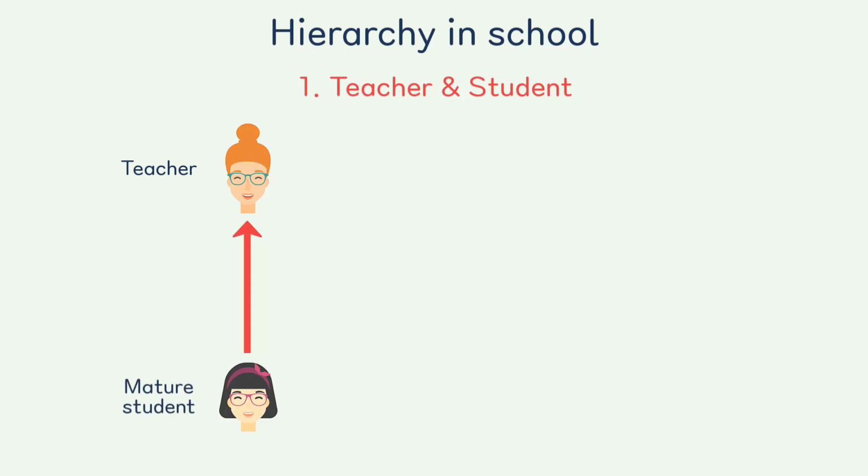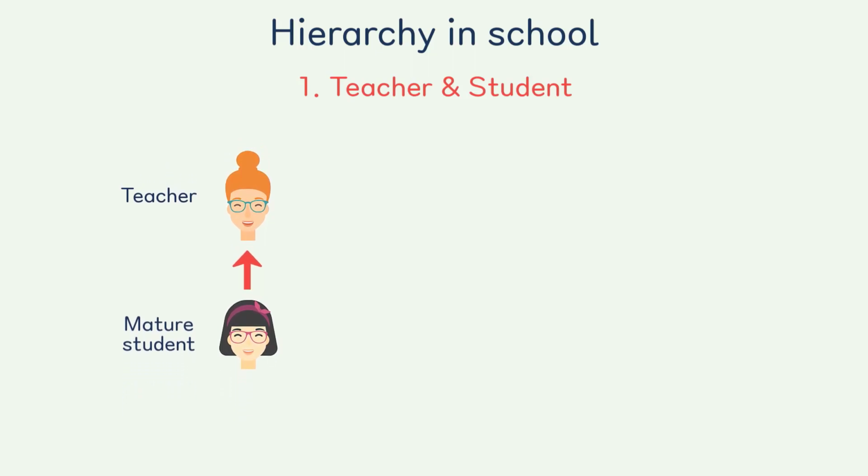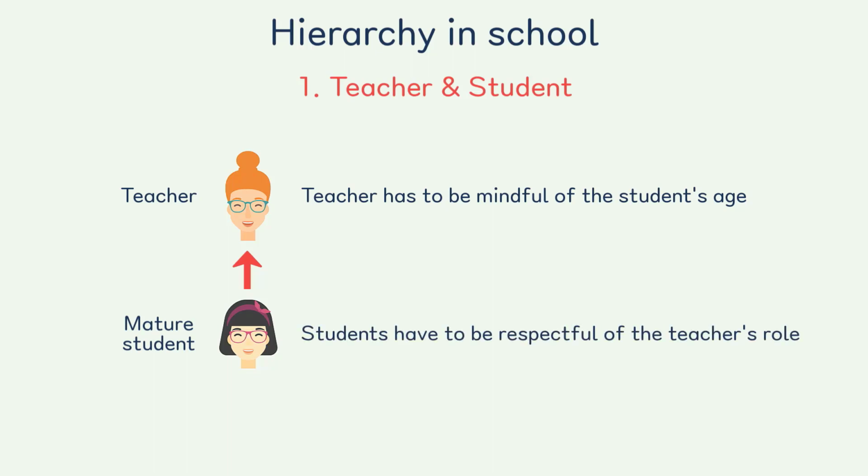However, in educational settings with mature students, the teacher can be younger than the students, such as in yoga classes or at language schools. And in these settings, although the teacher has seniority, he or she has to be mindful and respectful of the fact that the students are older. And conversely, the students also have to be respectful of the teacher's position, even if they are younger. And in general, these relationships work out fine, but it is something people need to be mindful of.